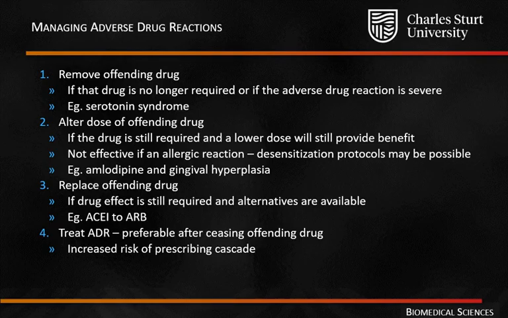The third one is to replace the offending drug. So if the drug effect is still required, but you really can't continue using that drug, try something else. So for example, the ACE inhibitors, the angiotensin converting enzyme inhibitors, are known to cause a dry cough, but the angiotensin receptor blockers or antagonists are less likely to cause a cough. So swapping from an ACE to an ARB could solve that problem.